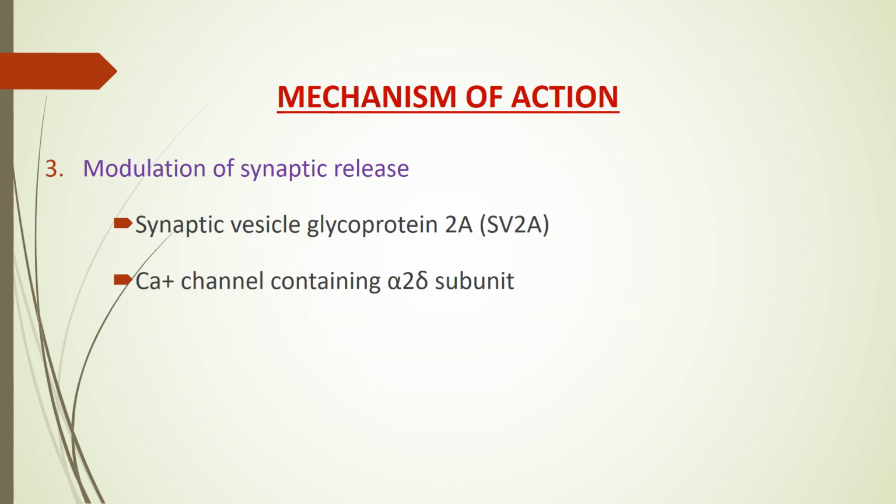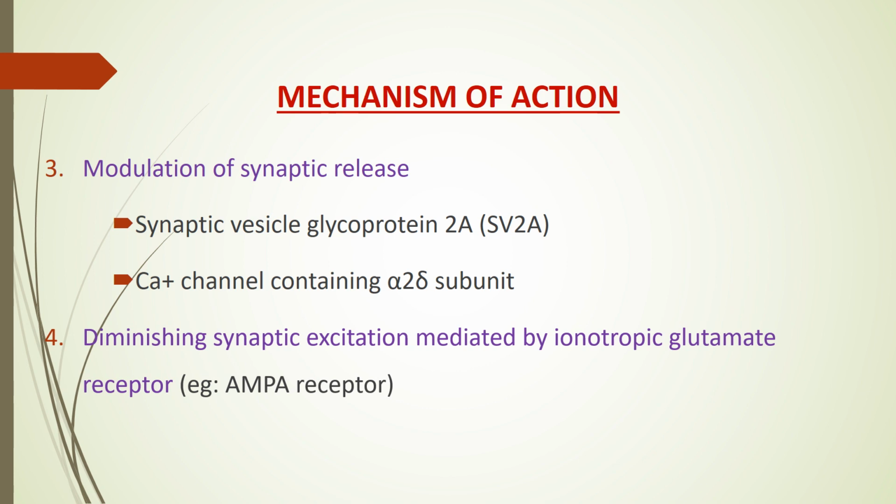Now the third major mechanism of action is by modulating the synaptic release of neurotransmitter. Different neurotransmitters are stored in synaptic vesicles in the presynaptic membrane. For the release of these neurotransmitters, there should be some changes taking place in the synaptic vesicle. So if you modulate or change the structural integrity of certain glycoproteins contained in the synaptic vesicular membrane, we can alter the release of the neurotransmitter. So they modulate the synaptic release by acting either on the synaptic vesicular glycoprotein or on certain calcium channel containing alpha 2 receptors in the presynaptic membrane. And the fourth mechanism is diminishing the synaptic excitation, which is mediated by the ionotropic glutamate receptors like the AMPA receptor.